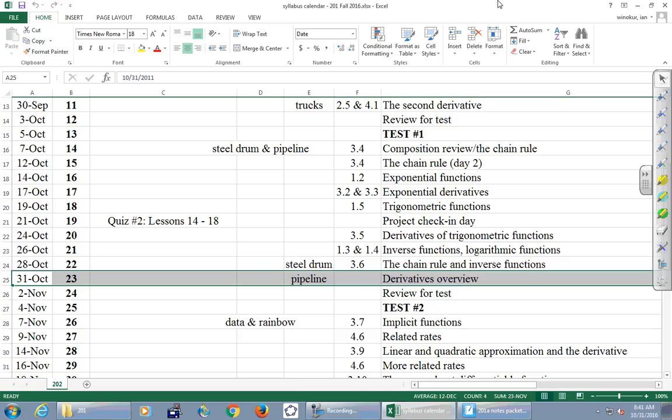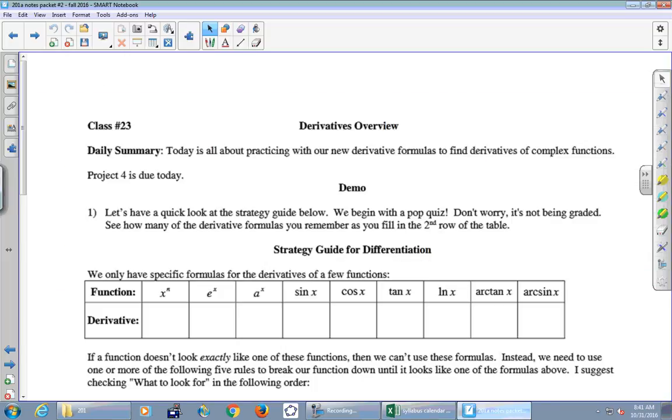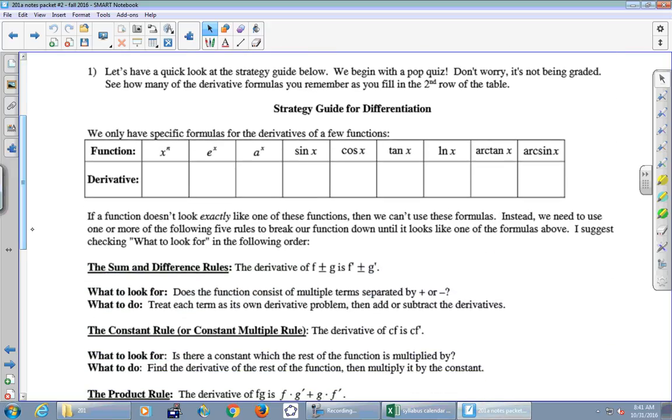Okay. So again, on page 47, we'll start at the top. Today is all about practicing with our new derivative formulas to find derivatives of complex functions. Number 1, let's have a quick look at the strategy guide below. We begin with a pop quiz, but it's not graded. Let's see how many of the derivative formulas you can remember. Go ahead and take maybe a minute and a half to fill in that bottom row. Then we'll come back together. This is an individual thing, so don't work with your neighbors on this part.